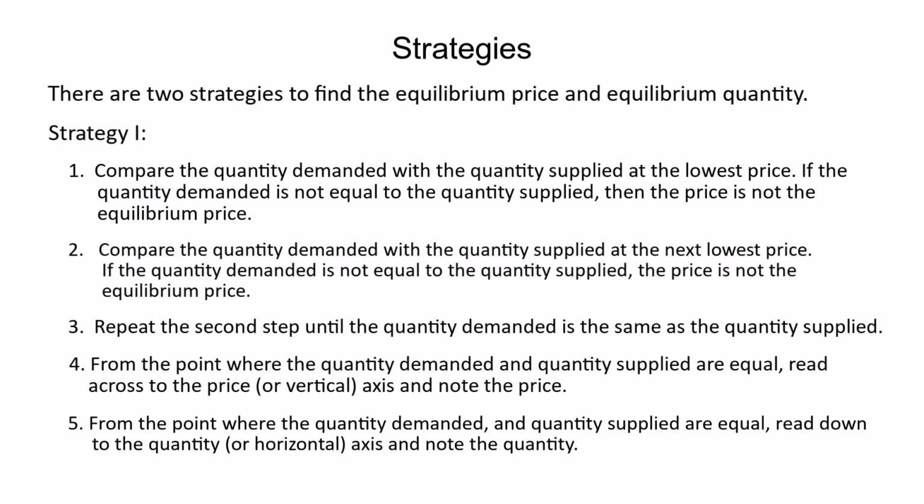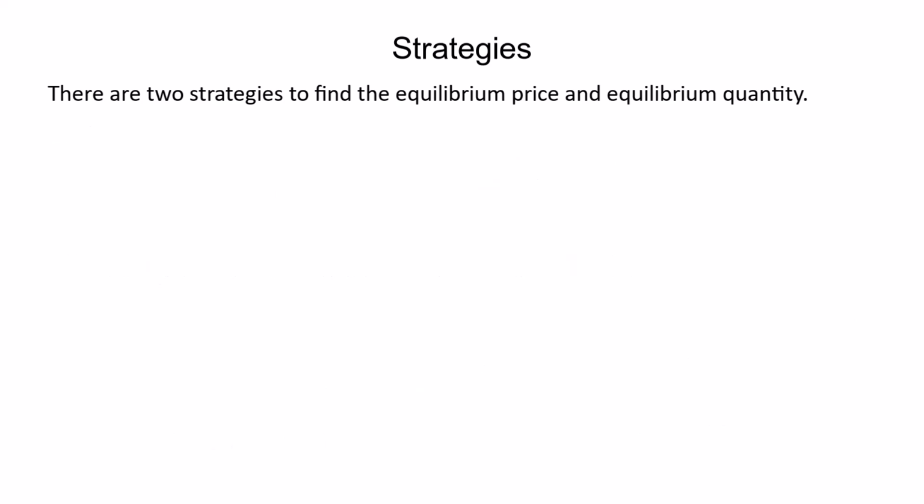5. From the point where the quantity demanded and the quantity supplied are equal, read down to the quantity or horizontal axis and note the quantity. You could also work downward from the highest price. The second method is much simpler.